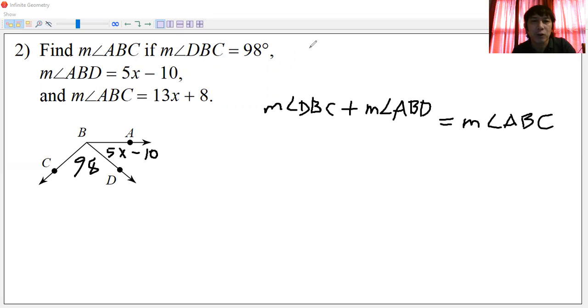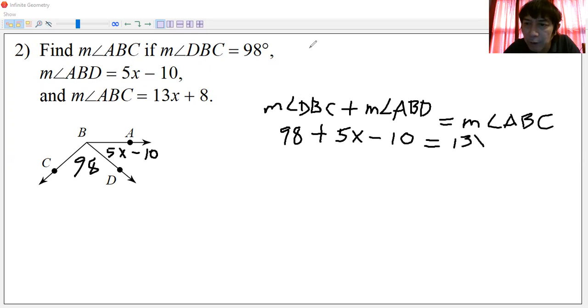All right, so let's substitute the equivalent. We have the DBC, that's constant 98. And we're going to add the ABD that's expressed in 5x minus 10. It's an algebraic expression. And then we also have the algebraic expression for the measure of ABC angle. That's 13x plus 8 there. All right, so we have a linear equation.